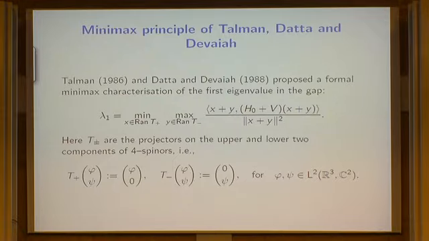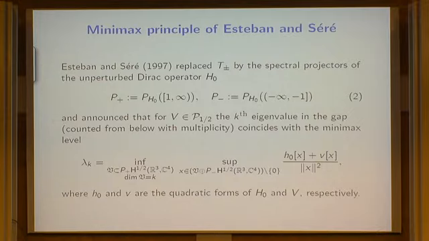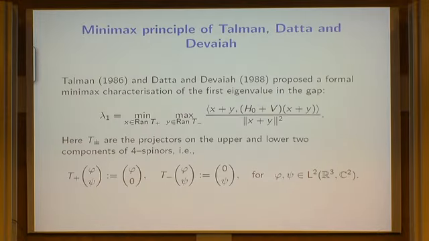And for some mysterious reason, they write that it should somehow either approach or be exactly the first eigenvalue in the gap. Which looks surprising, because you have the projections, upper and lower, right? And they are not the spectral projections of the Dirac operator. But still the hope was that such minimax values give you the correct ground state energy for some mysterious reason.